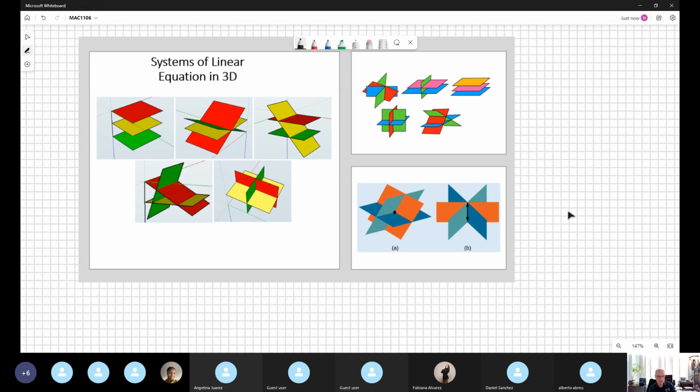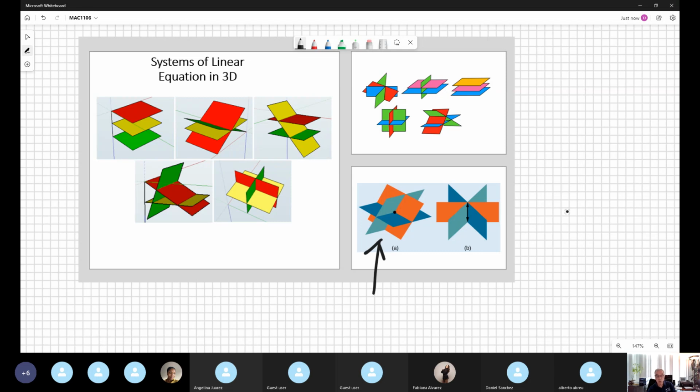So we're discussing a system in 3 dimensions that contains 3 equations. Each equation represents a plane. For example, in that part, one equation is yellow, one is red, and one is green. Okay? 3 equations. Now, let me focus my attention on this example. We have 3 equations: one is red, one is blue, and another is green. But the intersection is the solution.